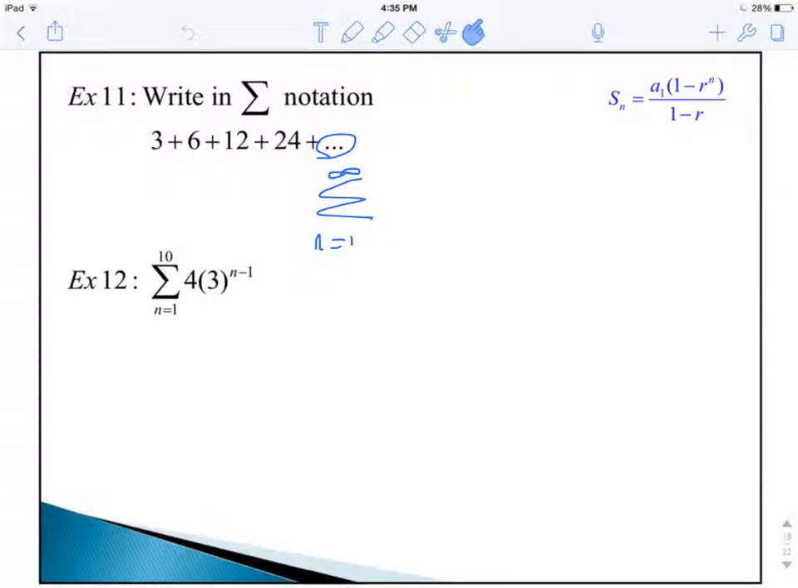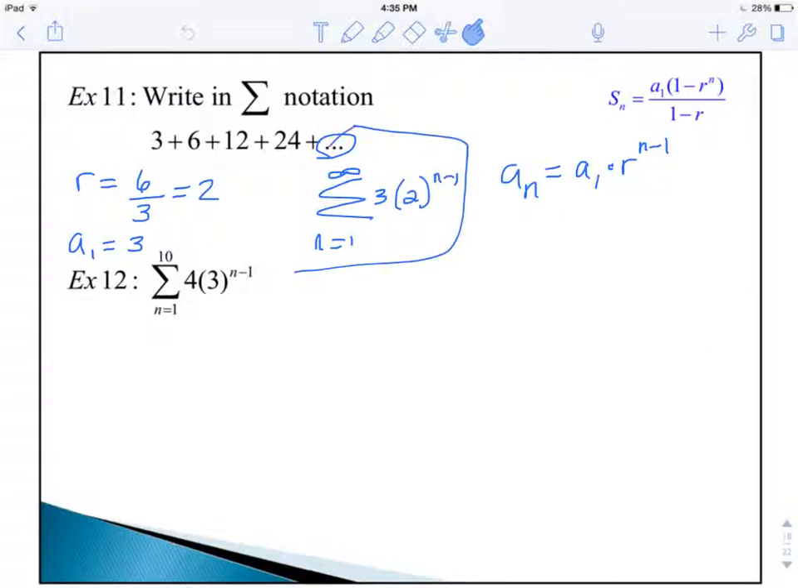To figure out the equation, we want to look to see how I am going from one term to the next. To get our common ratio, we can take any term, divide it by the term in front of it, and we get 2. We check that ratio works. My first term is 3. We learned a little bit ago that any term within a geometric series or sequence is going to be a1 times r to the n minus 1 power. So if I apply that to this problem, I would have 3 times 2 to the n minus 1 power. And that's all there is.